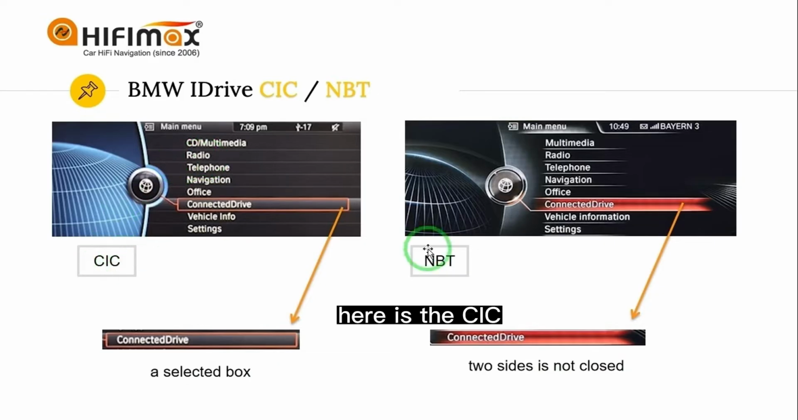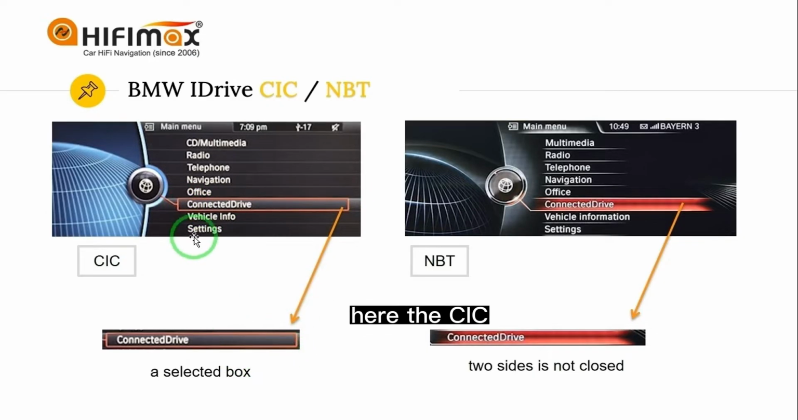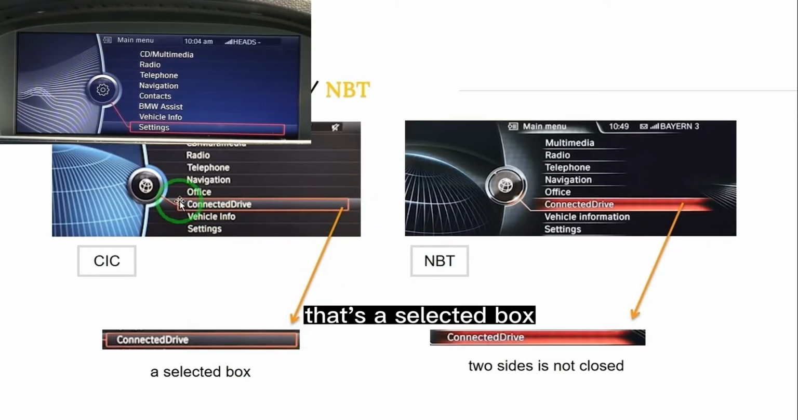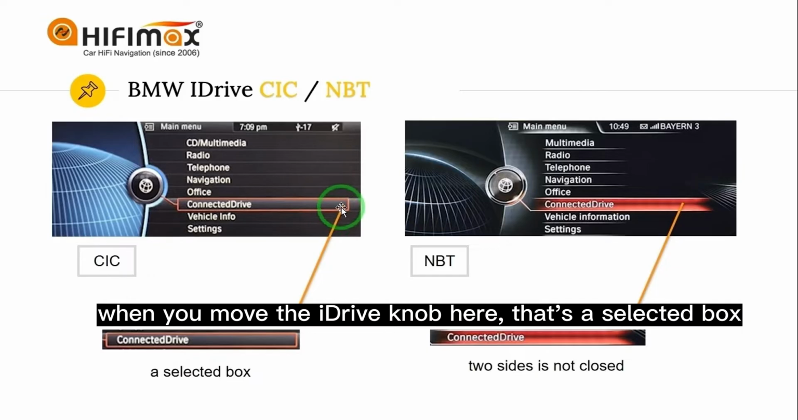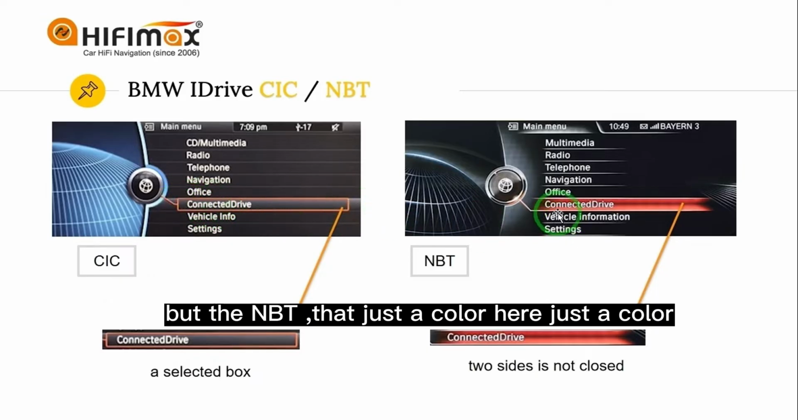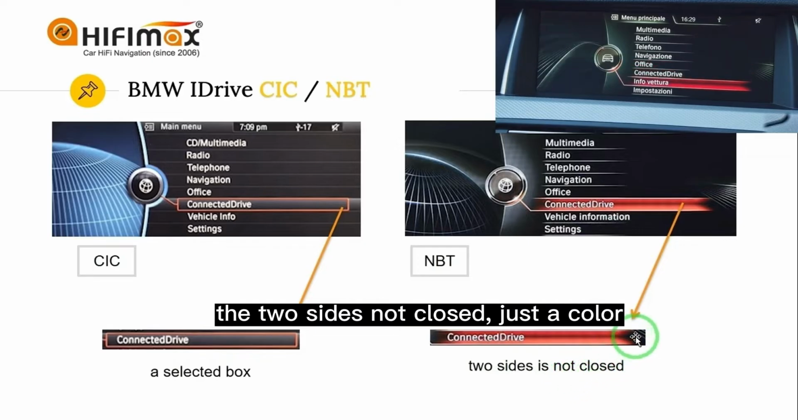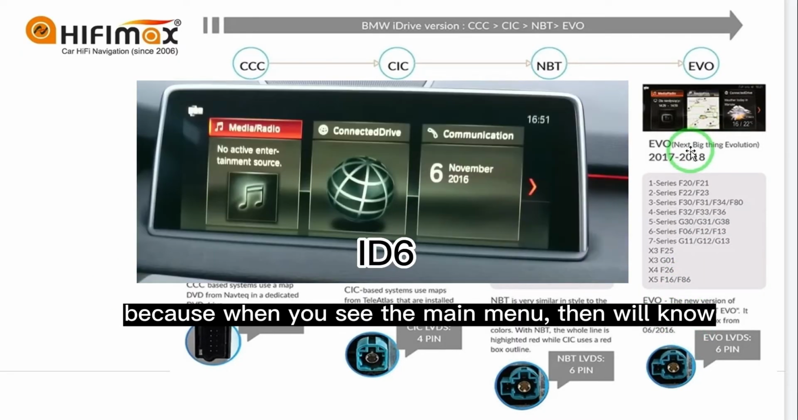Here is the CIC, and this is the NBT, right? Just take a look at the slack ball, then you will know. Here, on the side of the CIC, that's a slack ball. That's the closed slack ball here. When you move the iDrive knob, that's a slack ball. But on the NBT, it's just a color here. The two sides are not closed, just a color. This is the difference.